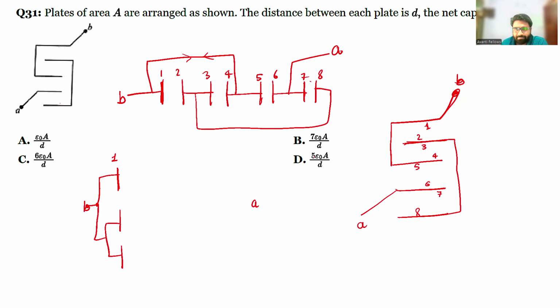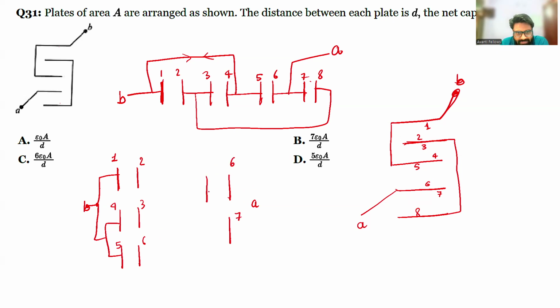Now, in front of 1, there will always be 2. In front of, this is 4, this is 5. In front of 4, there is always 3. In front of 5, there is always 6. Now, do the same for this terminal A. So with terminal A we have connected 6 and 7. This is 6 and this is 7.